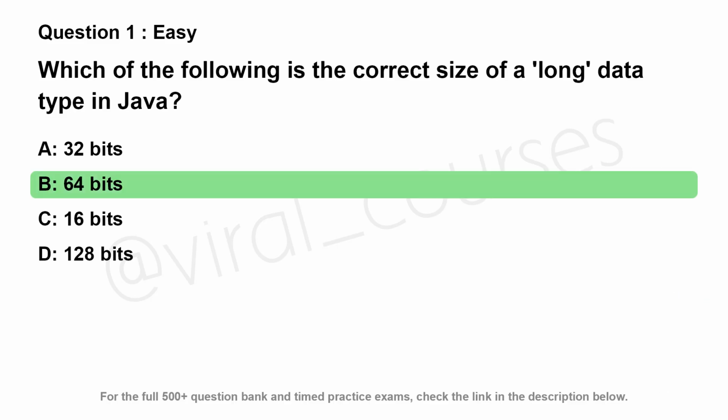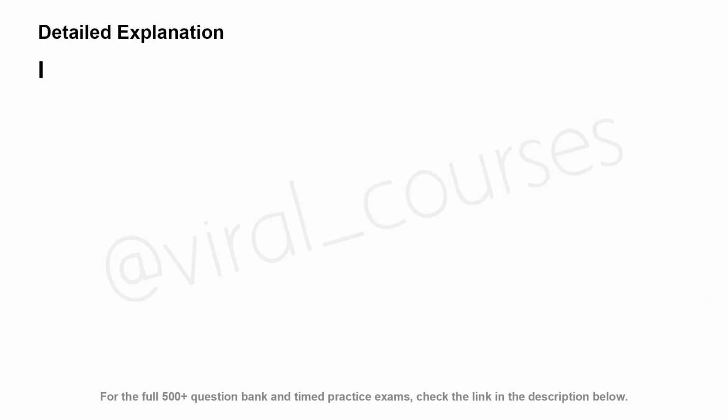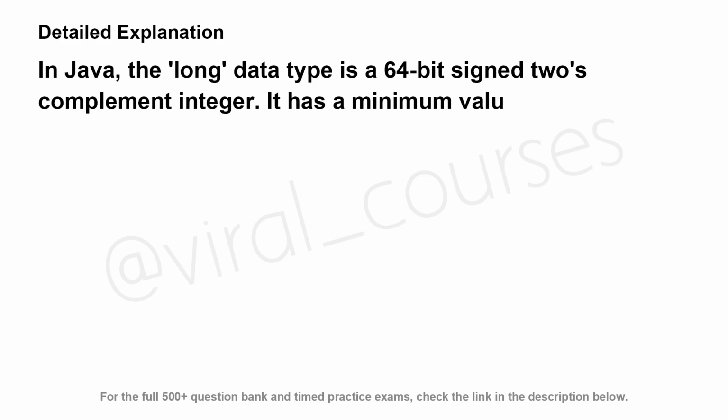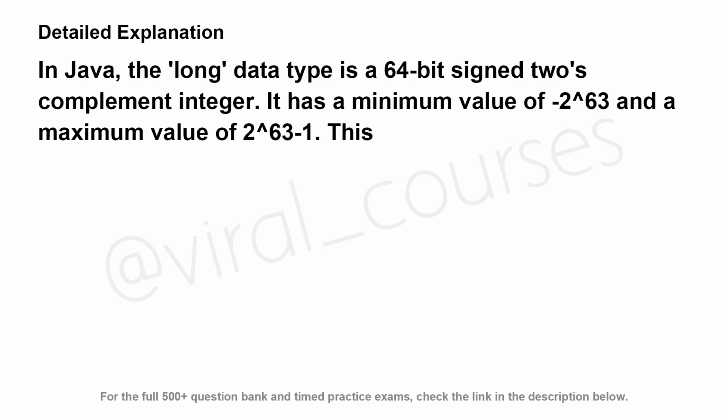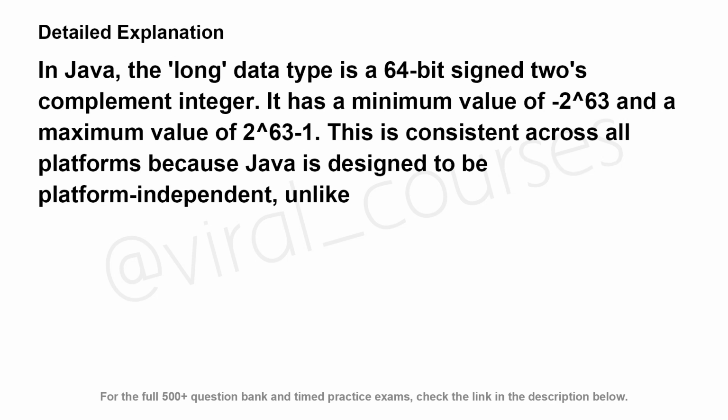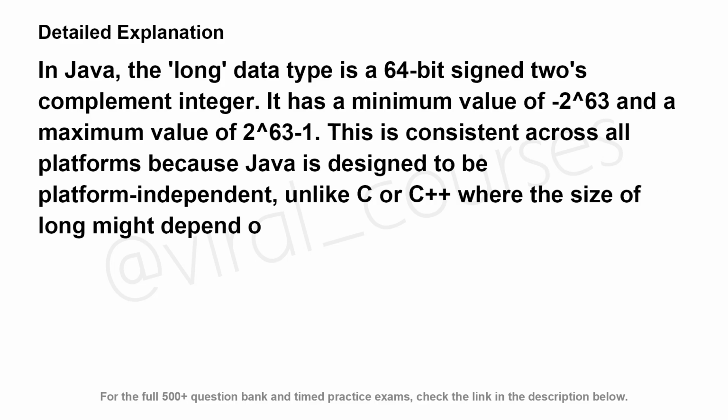The correct answer is B. In Java, the long data type is a 64-bit signed 2's complement integer. It has a minimum value of -2 to the power of 63 and a maximum value of 2 to the power of 63 minus 1. This is consistent across all platforms because Java is designed to be platform independent, unlike C or C++, where the size of long might depend on the architecture.